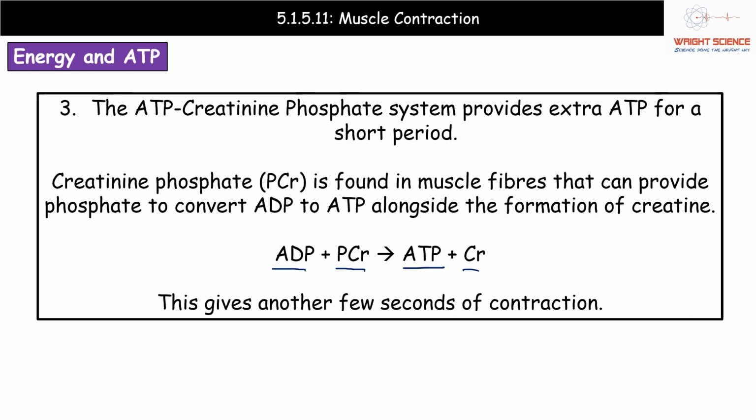And what we're really seeing here is not something that's going to give us endless amounts of ATP. It's just that tiny bit more that our body might need just to escape from danger, for example. So make sure you know those three different ways that our body gets the ATP required for muscle contraction.